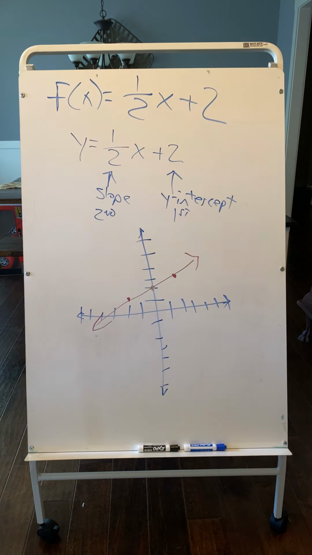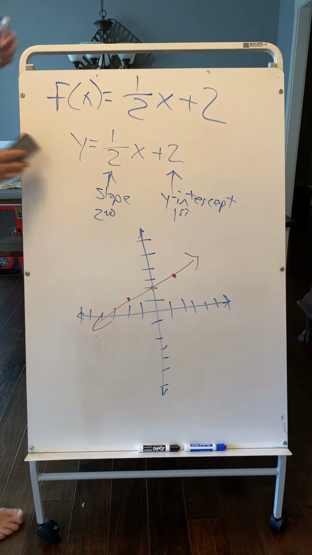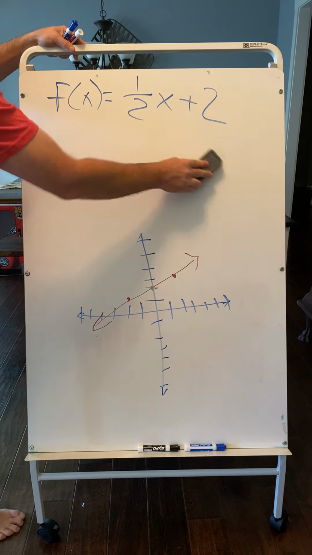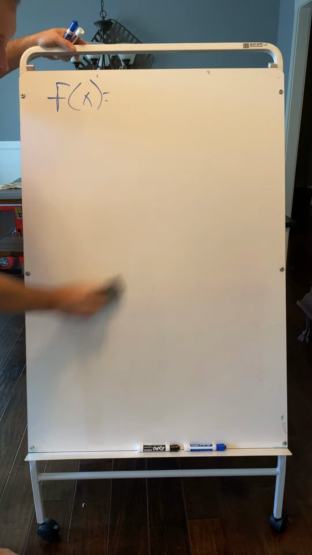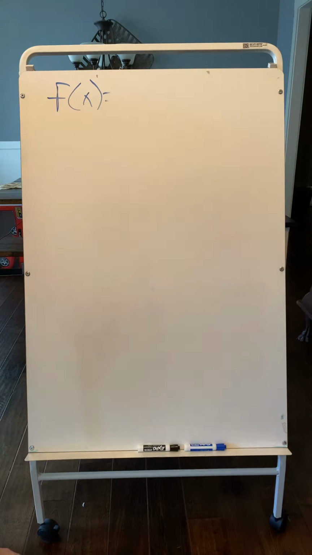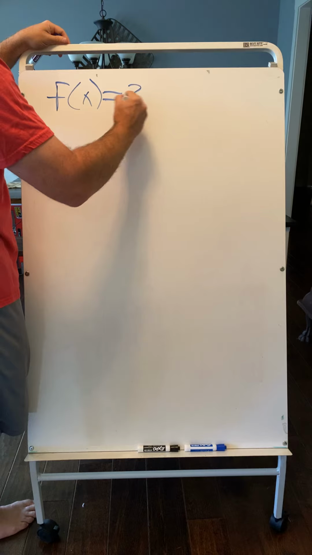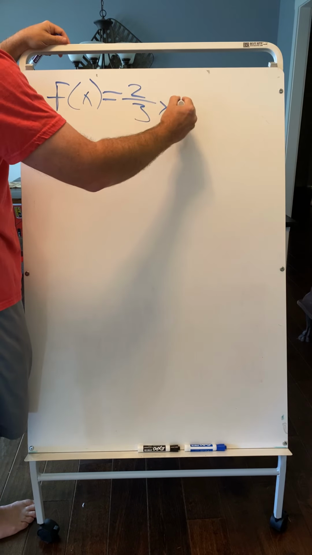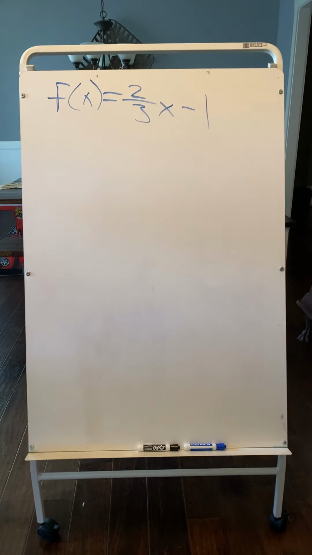So whenever they give you one that's in an f of x form and they tell you to graph it, it's not any different than really what you've been doing. All you're going to do is graph it just like it is. Pretend the f of x is a y and graph it the same way. So let's try one like that. Okay, so they're going to give you f of x equals 2/3 x minus 1. Okay, so pause it now, draw a little graph, and graph this one.